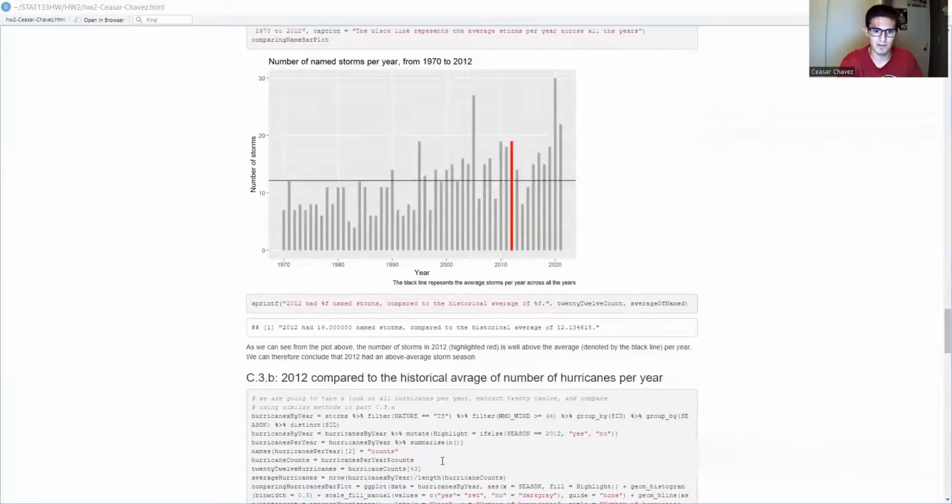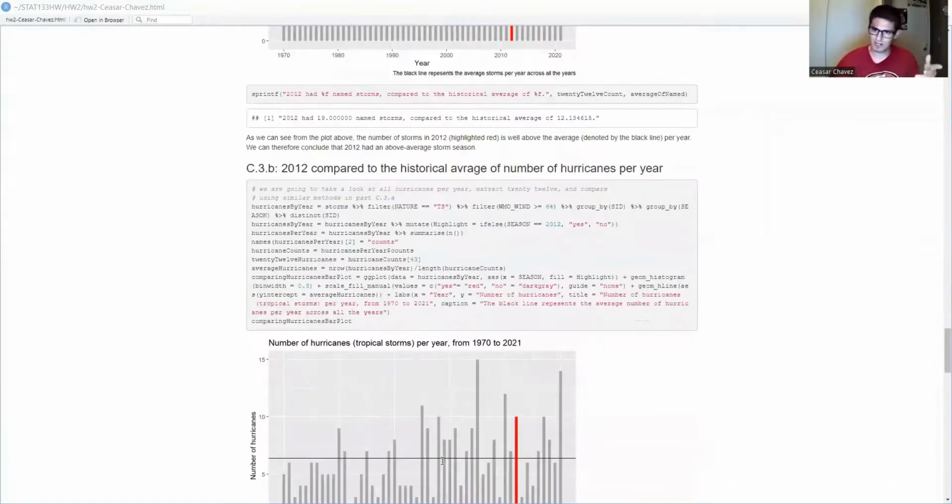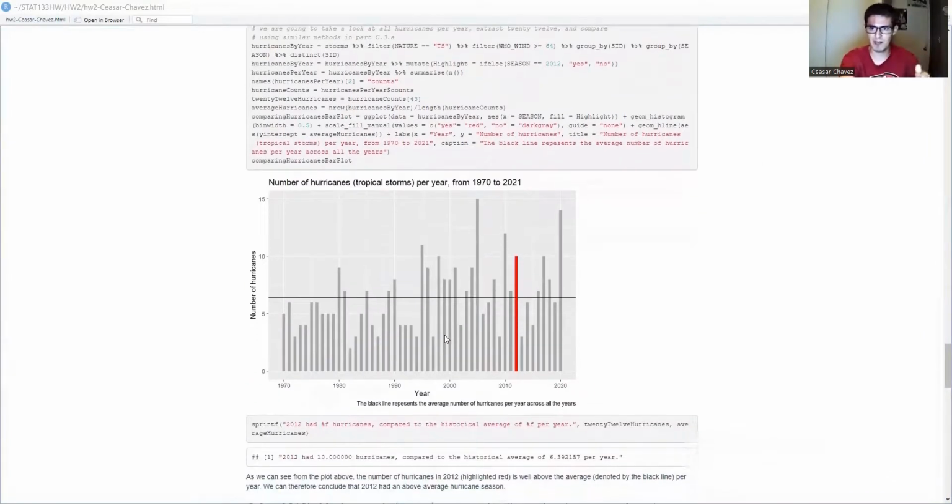Moving on, we would look at the number of hurricanes in 2012 compared to other years, and a similar chart was produced by me. So same kind of deal here. We highlighted 2012 in red. We had that black line there to represent the average of this statistic. And as we can see, 2012 was still above average. It is well above the black line representing the average. And so we can say that 2012 was above average because it was above the average.